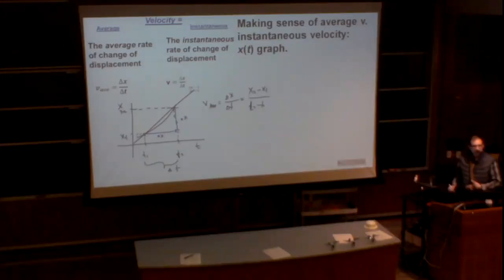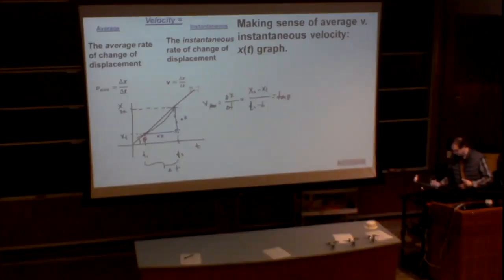Slope of this line or the tangent of this angle. So this is the meaning of the average velocity. We can draw a line through two points, and the slope of that line, or the tangent of that angle, is equal to this average velocity.